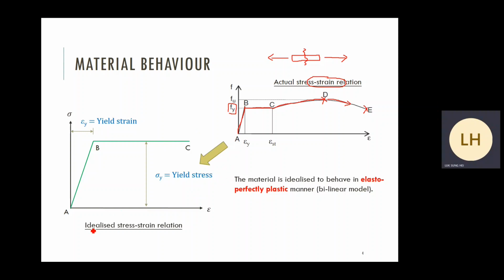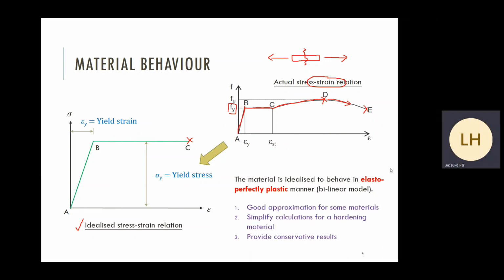This one is the idealized stress strain profile. In this chapter, plastic theory, we normally use this idealized, simplified stress strain profile. How to simplify? We only consider these two green lines. We call it the bilinear model. We only consider the elastic region and the plastic region. We ignore the hardening, ignore the softening. We ignore that part to make our analysis easier and conservative.